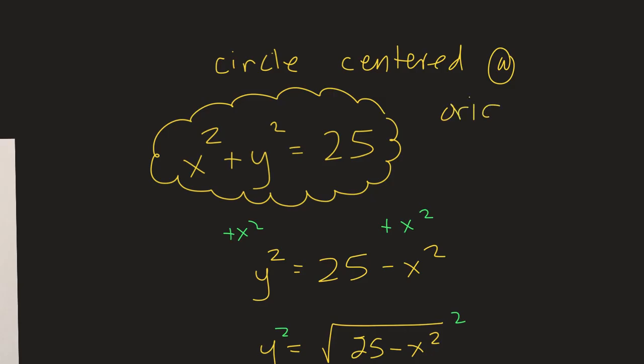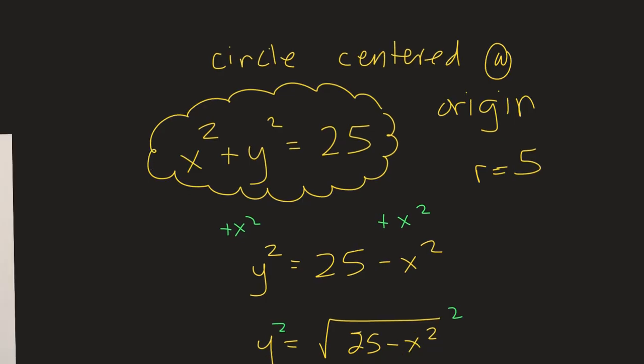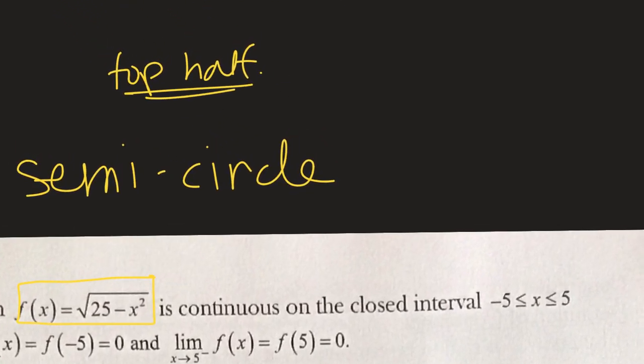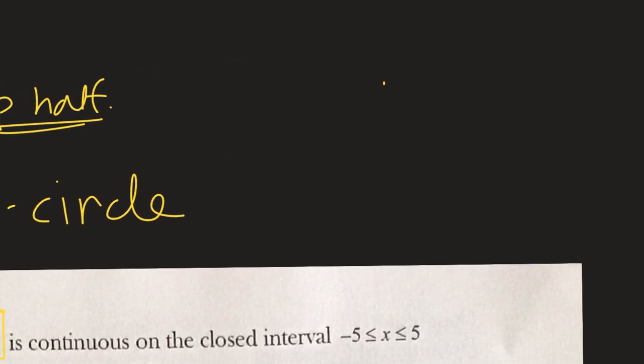Okay, maybe you've seen this equation in geometry. Maybe you had a conics section unit in pre-calculus. That is your circle centered at the origin. x squared plus y squared equals 25. What's the radius of the circle, by the way? The radius is 5. Okay, so this graph of f of x equals square root of 25 minus x squared is the top half of our semicircle centered at the origin with a radius of 5.